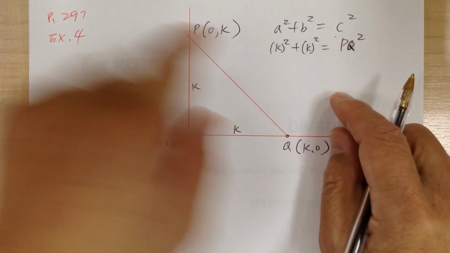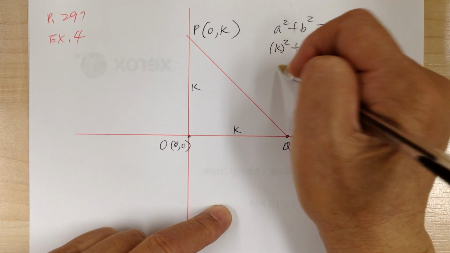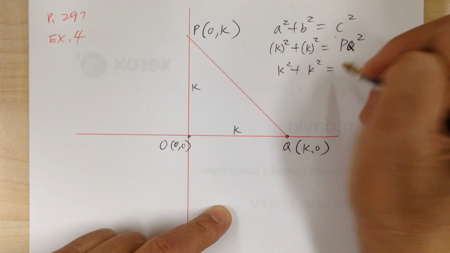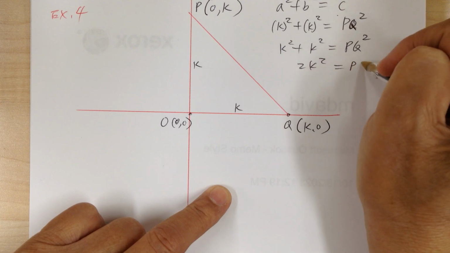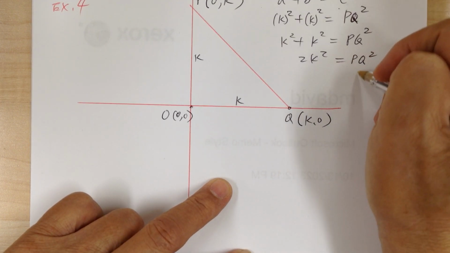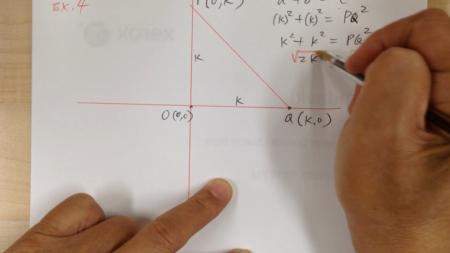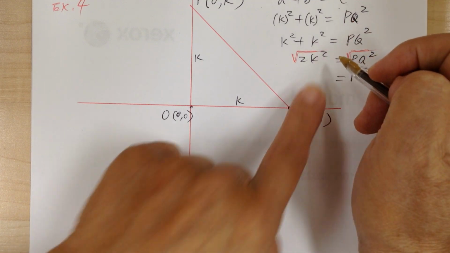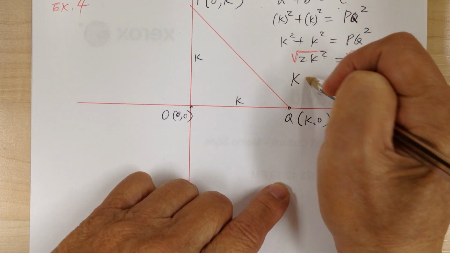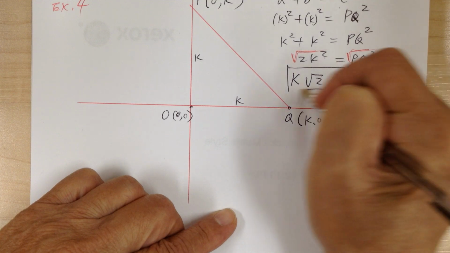So again, that's your a, b, c. C is always your hypotenuse. From here you solve. So you get k squared plus k squared equals PQ squared. So you get 2k squared equals PQ squared. And you take the square root on both sides. So you have PQ equal to, when you take the square root, the k squared can come out, so it becomes k square root of 2. The 2 doesn't have enough to take out, so just leave it like that. So that's your answer for the hypotenuse.